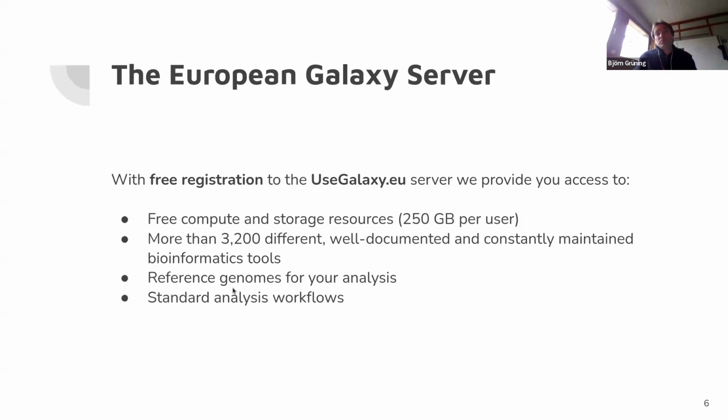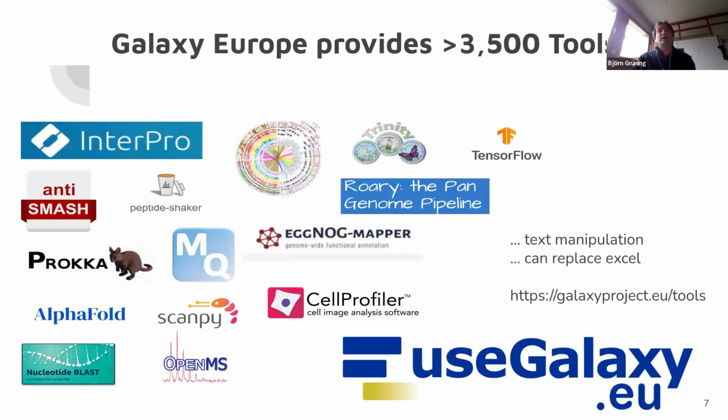Essentially, if you want to map your data against the human genome, it is already part of Galaxy, and all other model organisms as well. We also provide Kraken indices and so on. Around 10 terabytes of reference data is already provided and you don't need to care about that.